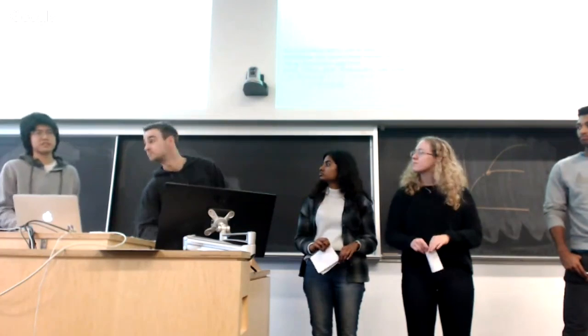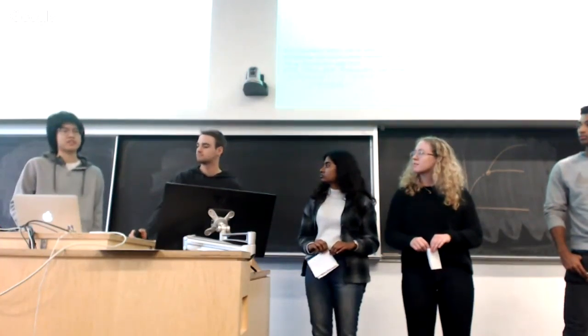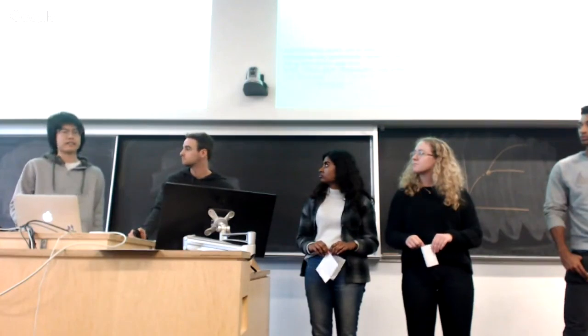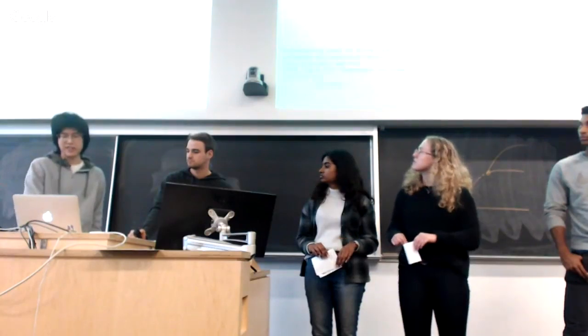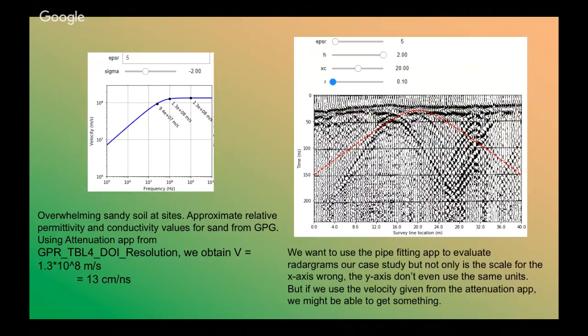Wei-Han was doing some scaling that's wrong. In the pipe fitting one, the y-axis was time, but in the radiogram that they had, the y-axis was depth. So we had to convert it somehow, and we thought if we used one of the apps, the attenuation app, we just plug in some dielectric permittivity for sandy soils with a conductivity of around 0.1 to 0.01. We can find the velocity. Then with the velocity, we convert that to centimeters per nanosecond. So now our time in the pipe fitting app is in nanoseconds. If we take the centimeters per nanosecond, we can get centimeters for the y-axis.